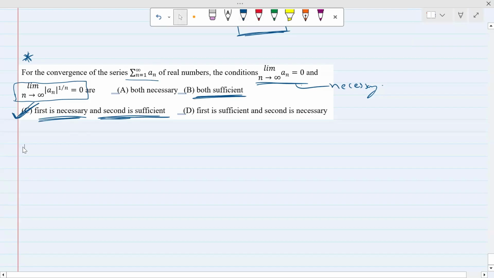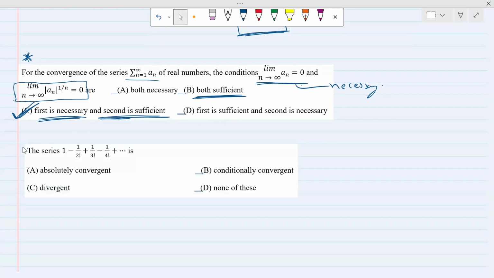Sir, in the second case, the limit as n tends to infinity of n to the power 1 by n is equal to 0. Then from the back side, we can say that the series is convergent. So this is a sufficient condition, because if this is true, your series is convergent by using the root test.